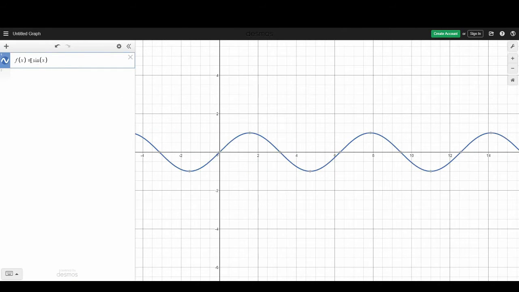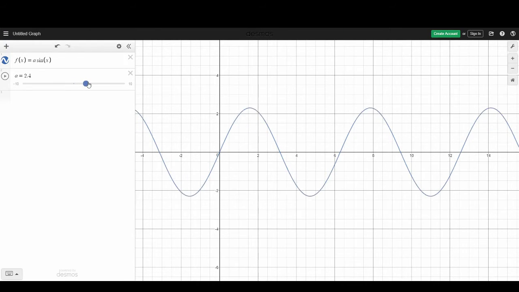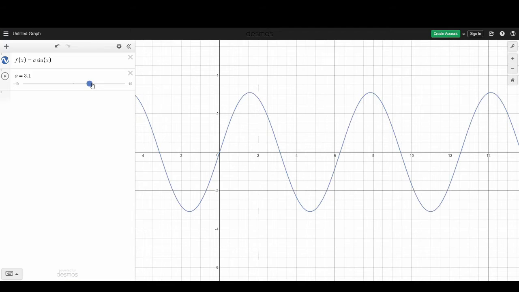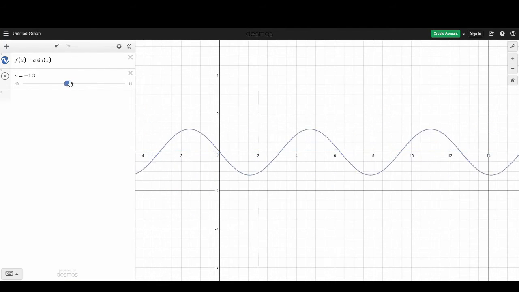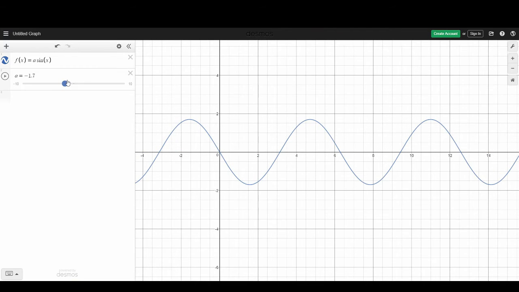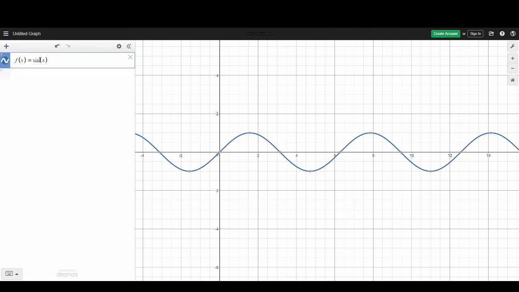We can also stretch this graph in both of these directions. To do this, we're going to multiply the function by the factor that we want to stretch the graph by. As you can see, stretching the graph in the y direction changes its amplitude without affecting its period. And stretching by a negative number reflects the graph in the x-axis. We can also stretch the graph horizontally.